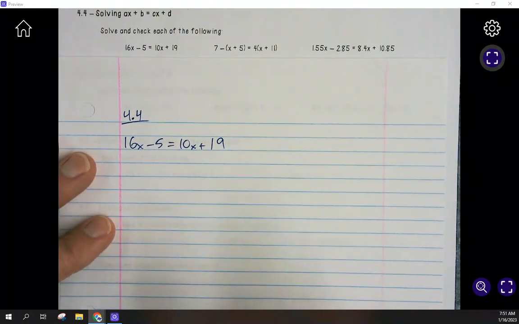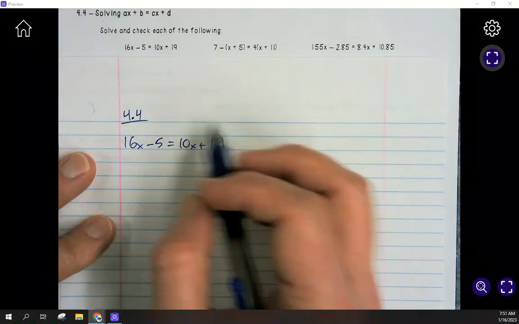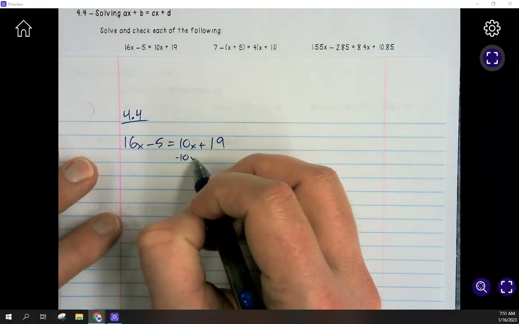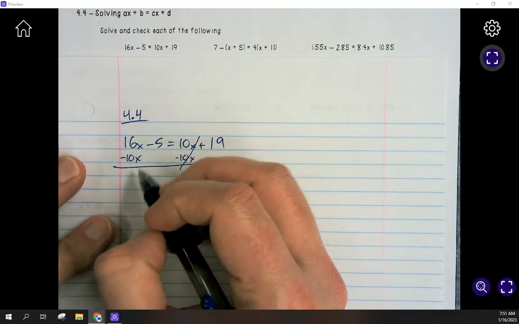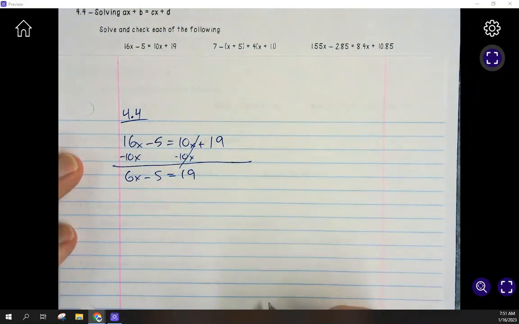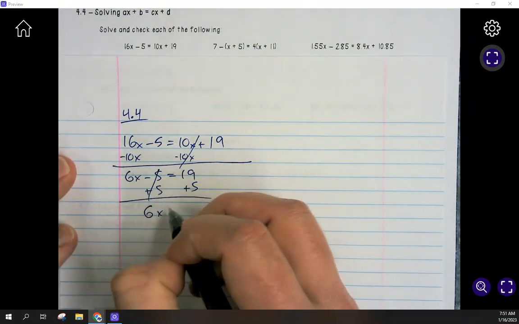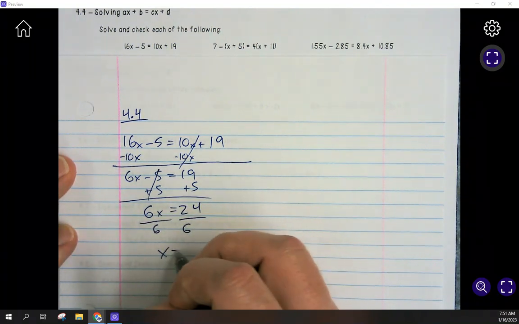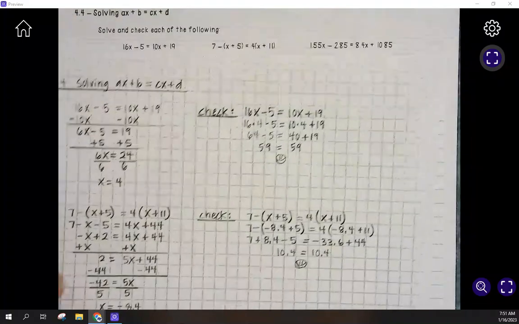So walking through these steps here, when you have an x on both sides of the equation, that's what was new here in chapter 4. We want to eliminate from each side. All right, and then so we're going to get 6x minus 5 equals 19. Add 5 to both sides. 6x equals 24. Divide by 6. And x equals 4.